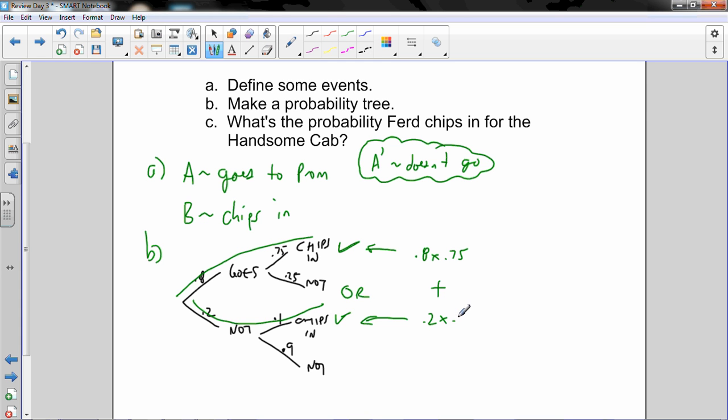0.2 times 0.1 in total. Jam that into a calculator, 62% chance. 0.62, and then of course there's your closing sentence. There's some decent examples for chapter 6.